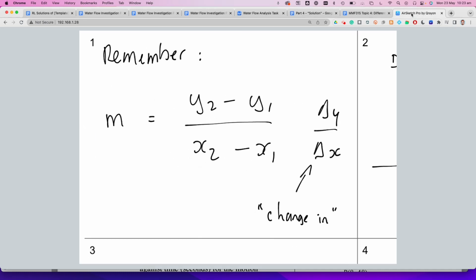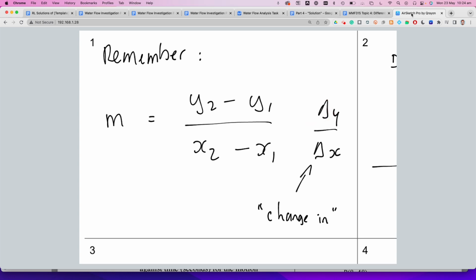So just a reminder then that this is our formula for the gradient of a straight line. It is only for a straight line. So we have y2 minus y1 over x2 minus x1. You should be very familiar with that now. This might be a bit new, but it's important that you understand what this means.